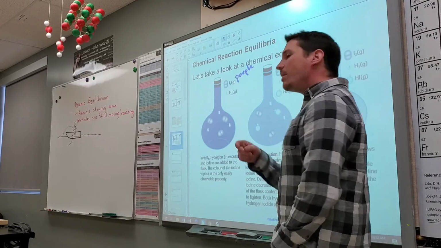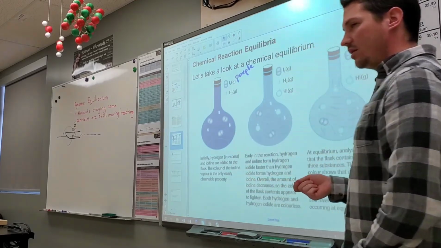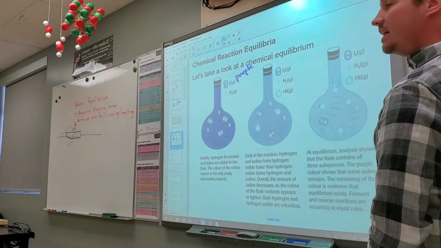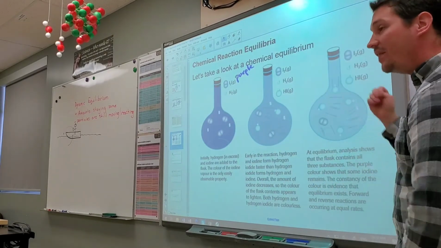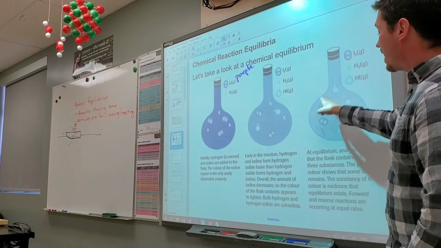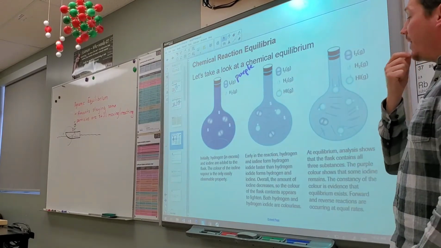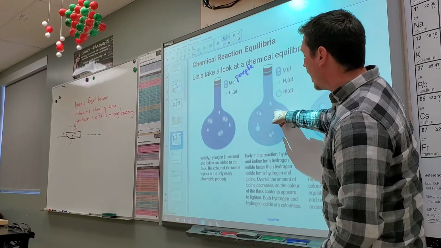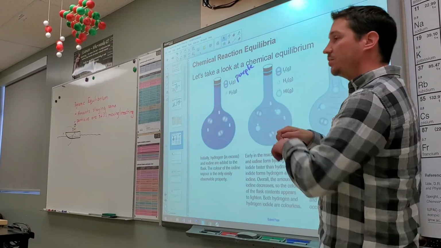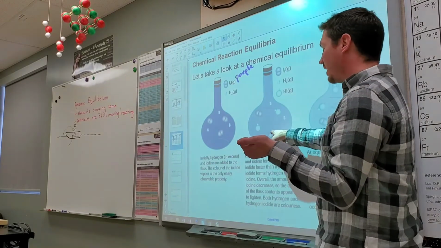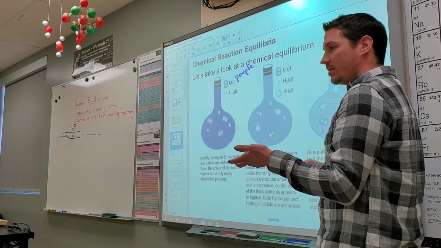But it doesn't matter how long we wait. If we wait for 50 years, this bottle will never become totally colorless. It will always have a little bit of color. That's because every once in a while, these hydrogen iodide molecules will split up to make hydrogen and iodine gas again. Does that make sense?